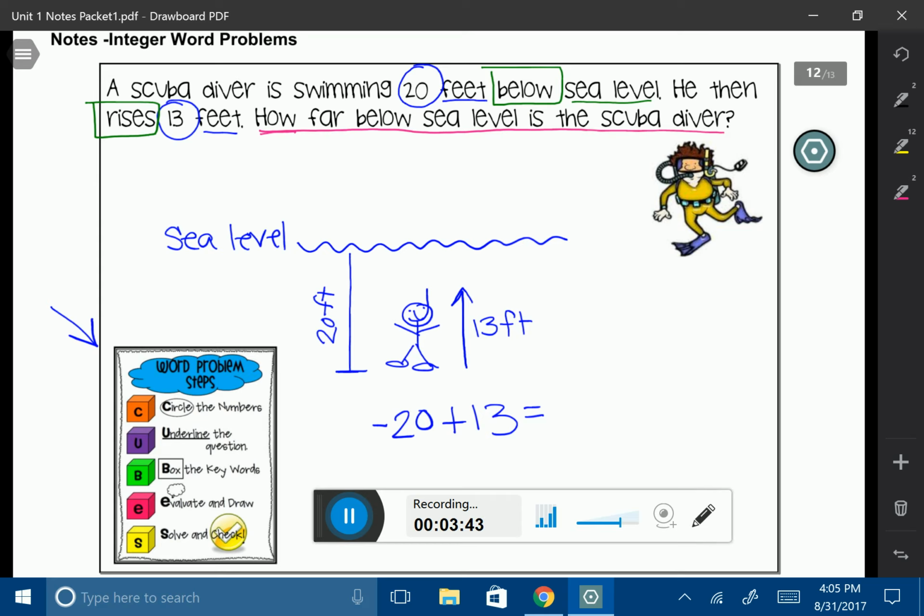Now that I have this expression, I want to do my S in CUBES, which means solve and check. If I take negative 20 and add 13, that's going to leave me at negative 7. So let's go back to the original question. How far below sea level is the scuba diver? Well, my answer is negative 7. But I'm not going to say negative 7. I'm going to say my scuba diver is 7 feet below the surface of the water.